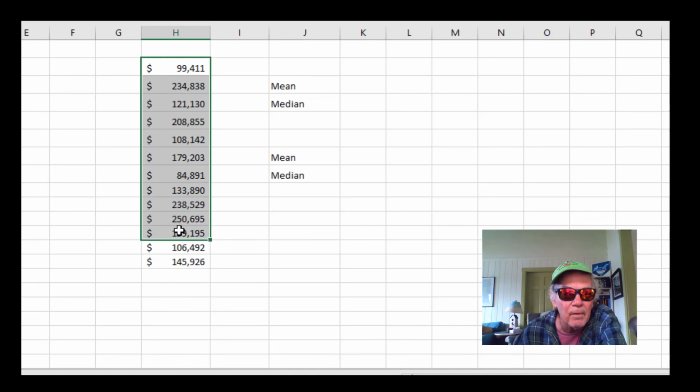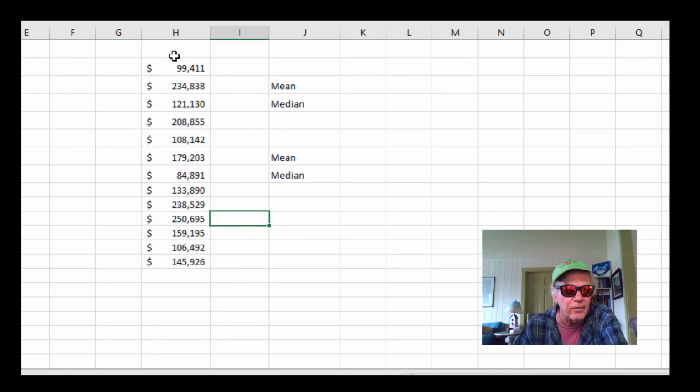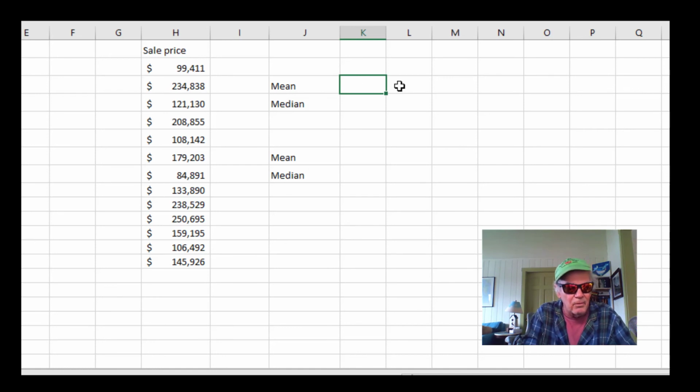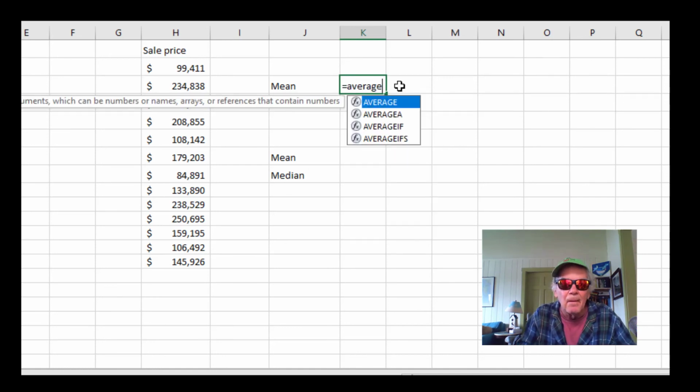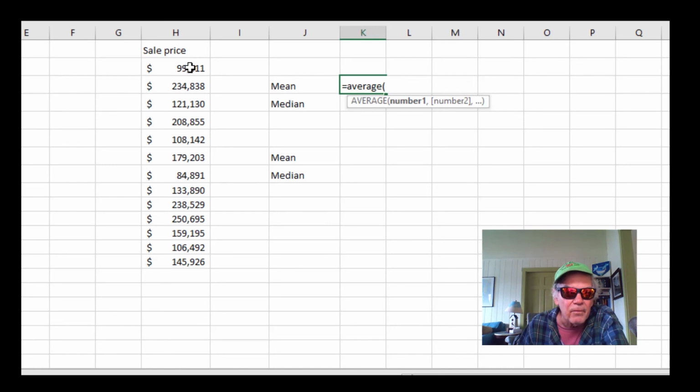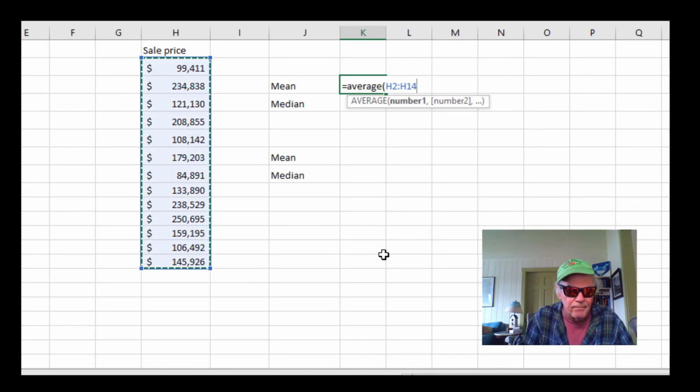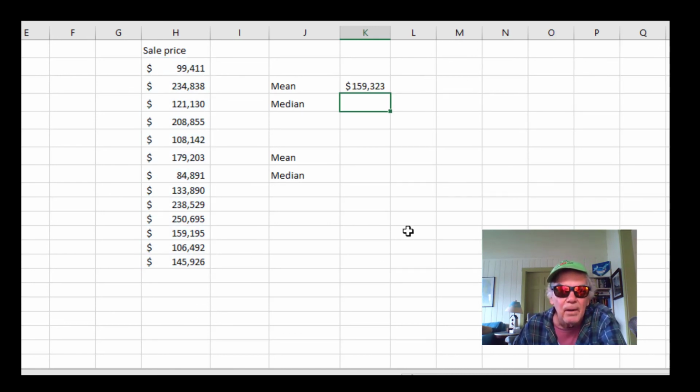All right, so here's a scenario. There are houses that were sold, let's say, in Covert, Michigan, or South Haven, Michigan, during a year. So this is the sale price of houses. And let's find out what the mean is. So it equals the average of all these. So the average sale price was $159,000.